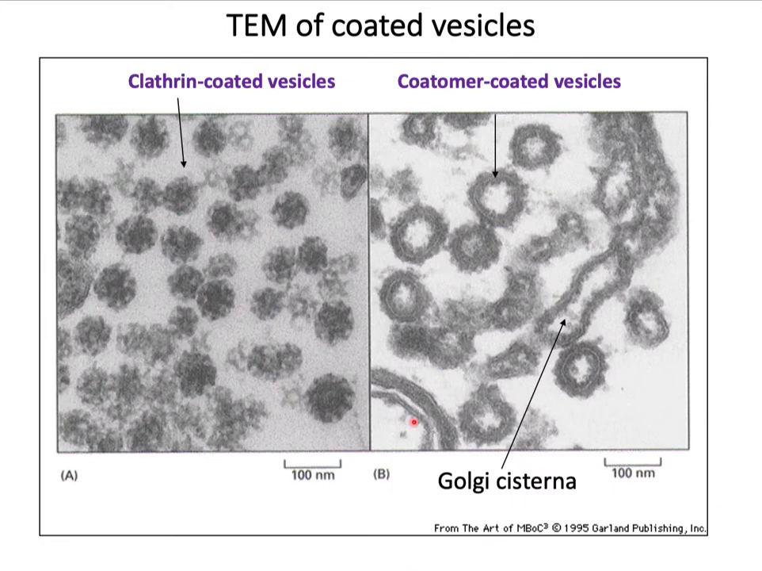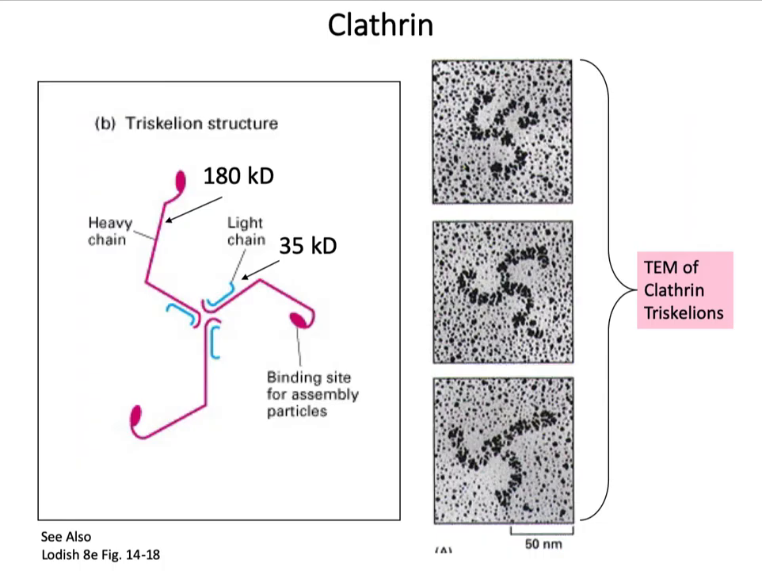So here is a transmission electron micrograph of the clathrin-coated vesicles on the left and coatomer-coated vesicles on the right. This long tubular structure is likely a Golgi cisterna. But I think you can appreciate from this transmission EM that the clathrin-coated vesicles have a much more regular geometric pattern on them rather than the coatomer-coated vesicles.